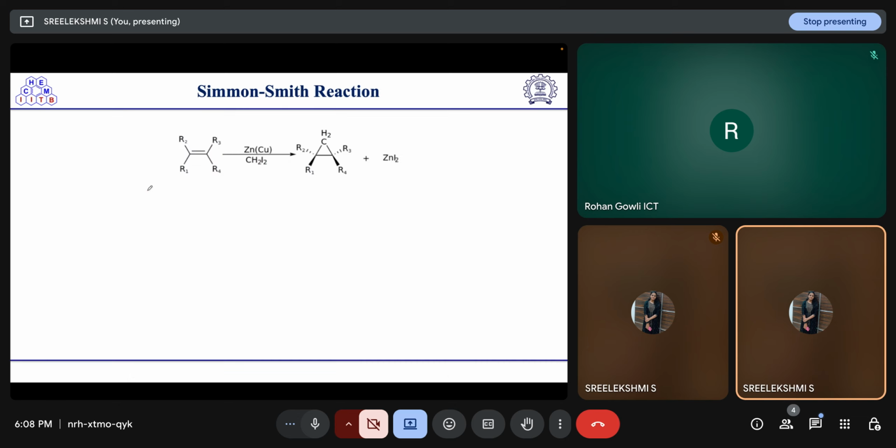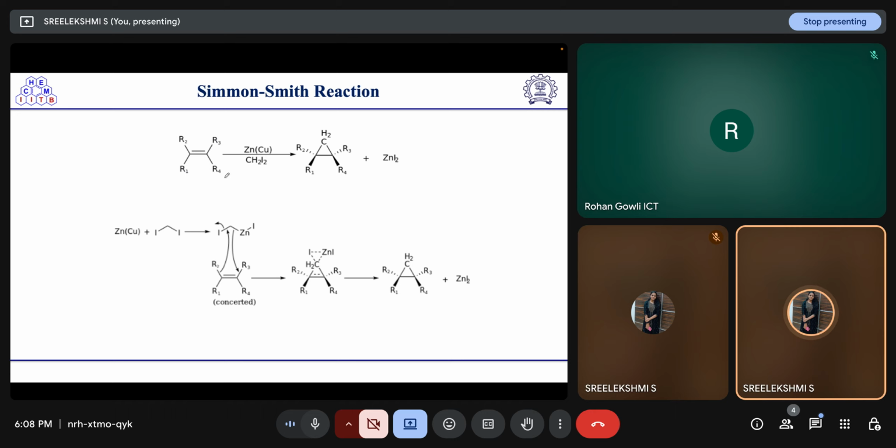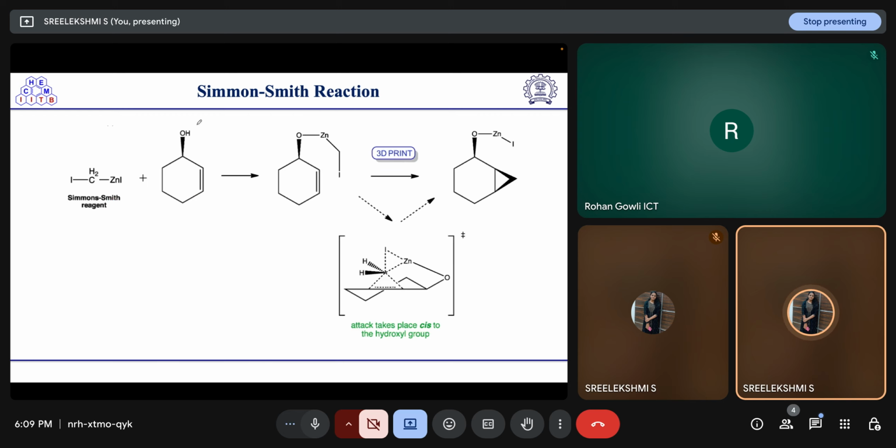Okay. So this is the basic mechanism of the Simmons-Smith. First the zinc copper which we are using, and this is the CH2I2. That will form this kind of intermediate, ICH2ZnI. Then it will attack this alkene and form this cyclopropane ring. So this is the basic mechanism. The alkene is converted into cyclopropane using zinc copper and CH2I2. Now, what will happen if a neighboring alcohol is present?